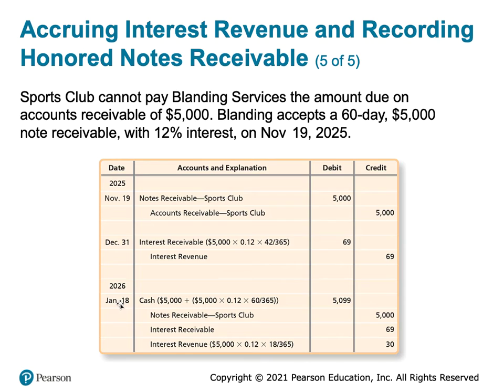Then January 18th, they received the cash payment for the principal plus the interest, or the maturity value. They're eliminating the notes receivable, eliminating interest receivable, and increasing interest revenue for the revenue earned from January 1st to January 18th.